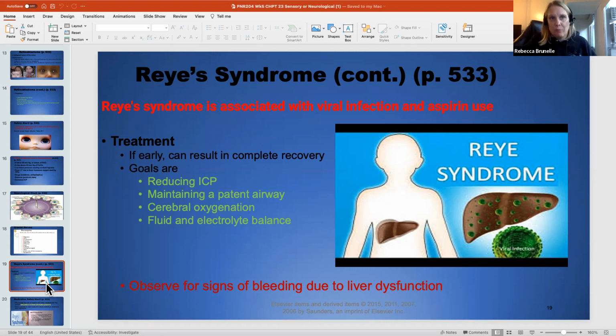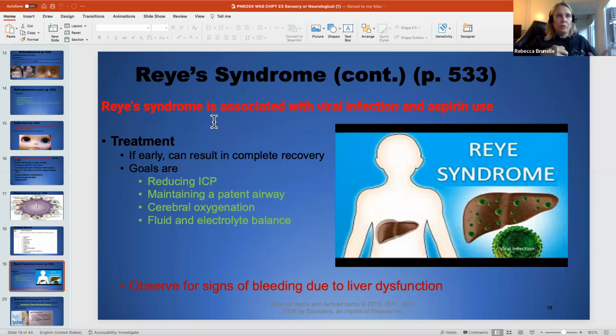If a child has Reye's syndrome, I think it's pretty rare. Most parents know not to give aspirin to their child. So the main thing that you do to prevent Reye's syndrome is not give aspirin when the child has a febrile viral illness or flu-like symptoms.